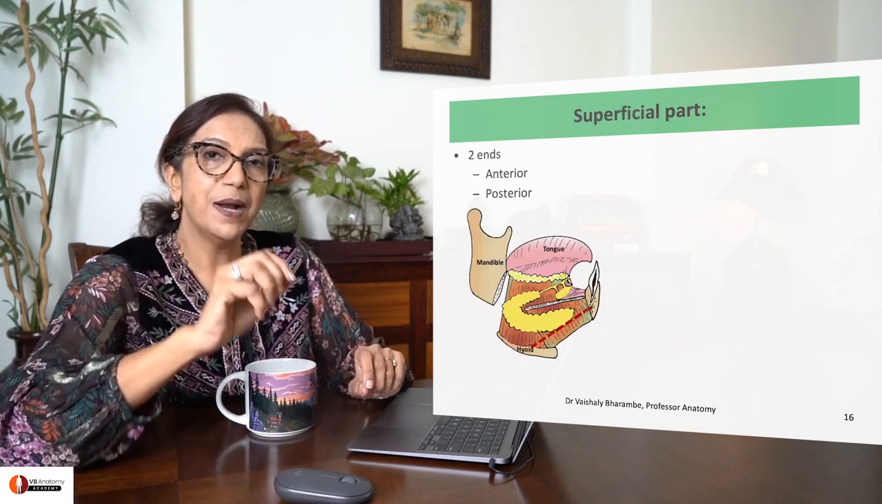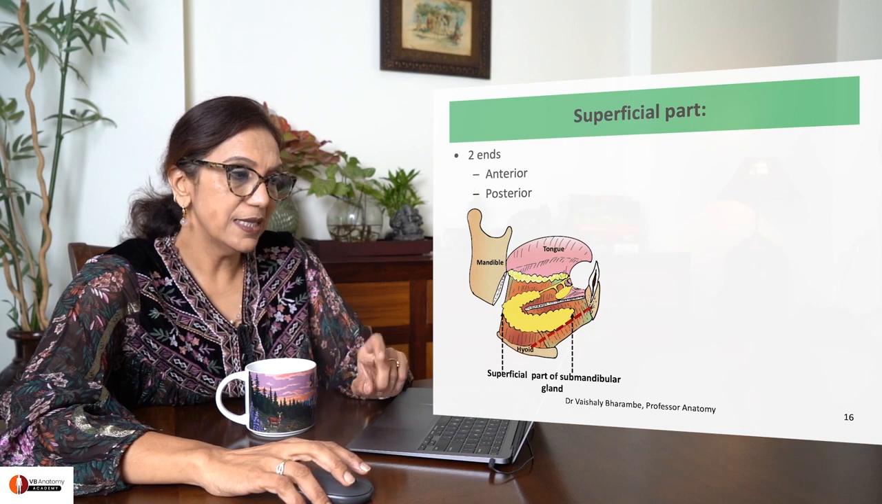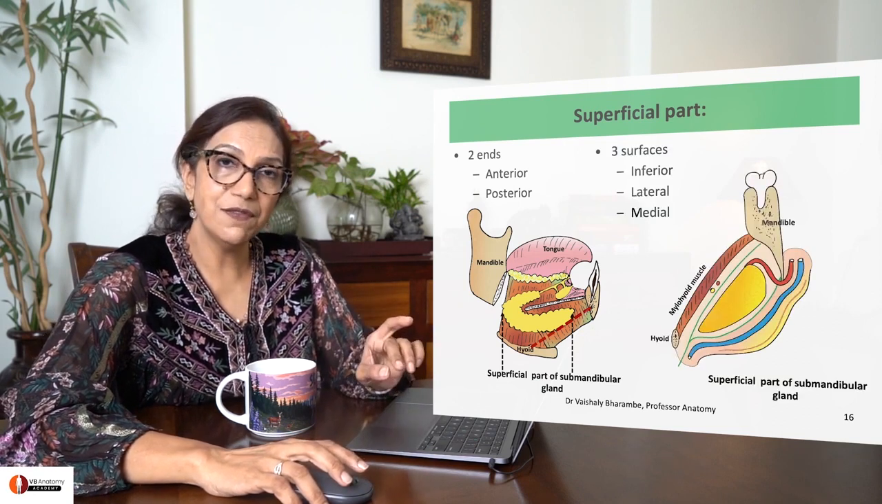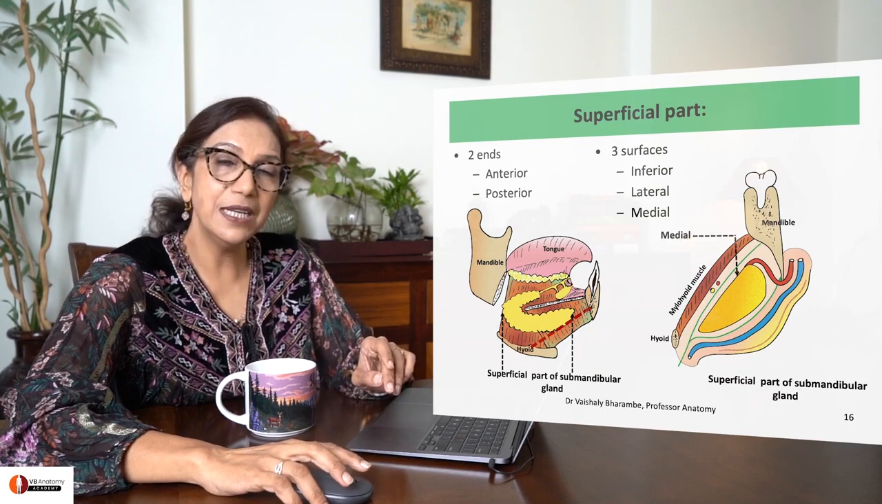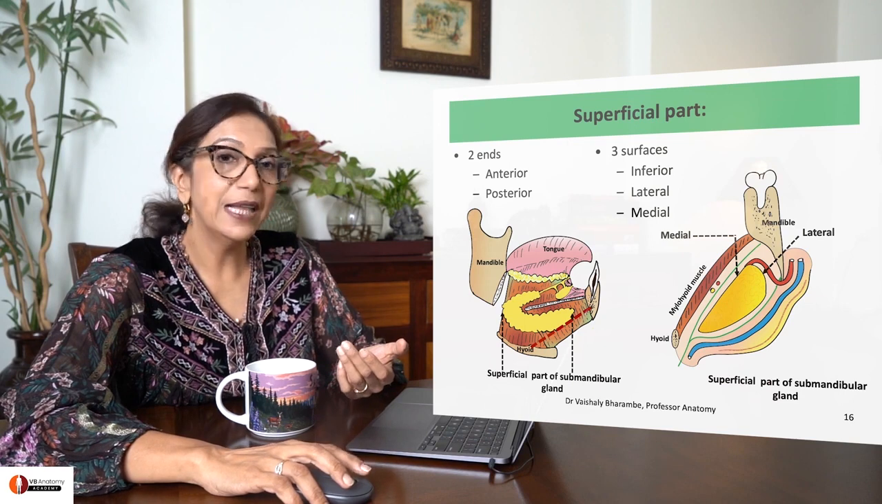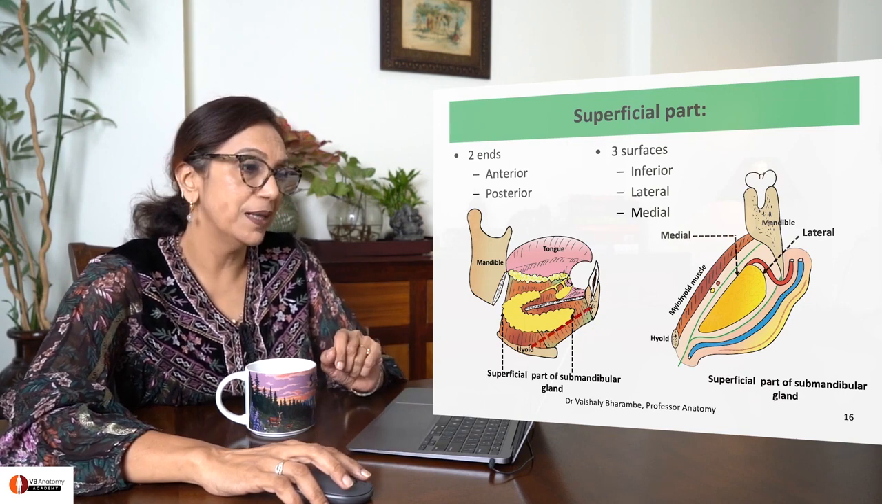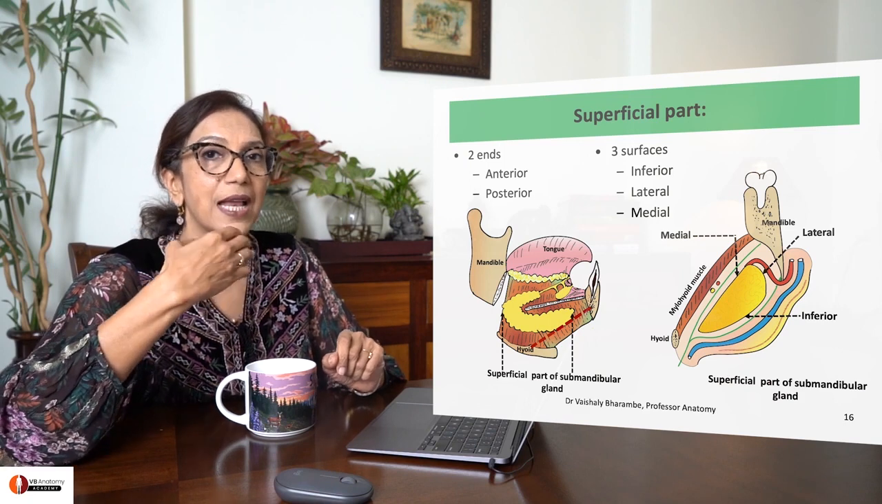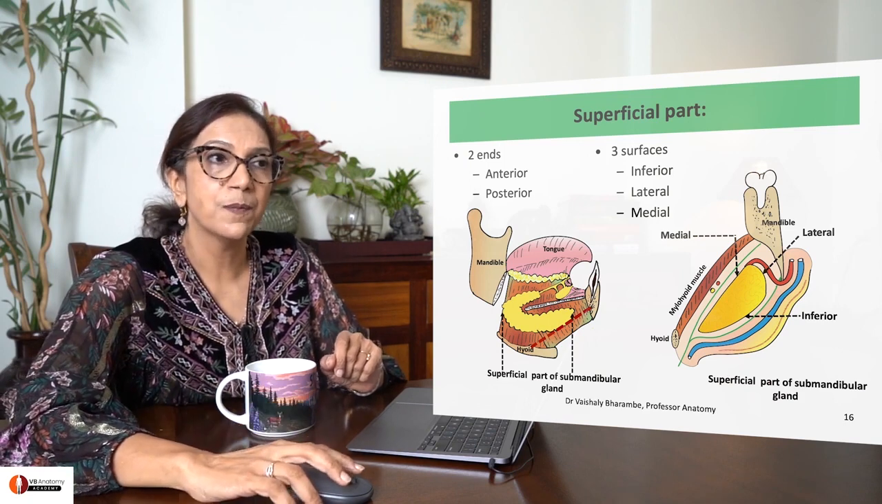The superficial part of the gland has an anterior end and a posterior end. It has three surfaces. A medial surface related to all those structures I taught you earlier. A lateral surface related to mandible and a superficial surface or inferior surface related to skin and structures in between.